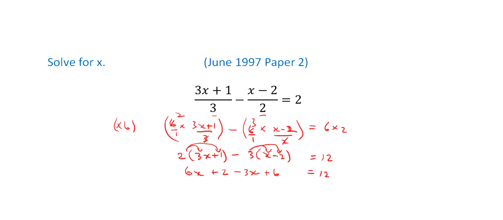Right? So we leave all the x's on one side and carry all the constants on the other side. So we end up with 6x minus 3x is equal to 12 minus 2 minus 6, because I am moving the plus 2 and the plus 6 to the right hand side, and they become negative. So 6x minus 3x gives me 3x, and 12 minus 2 is 10, and 10 minus 6 is 4. So therefore x is equal to 4 over 3. Right?